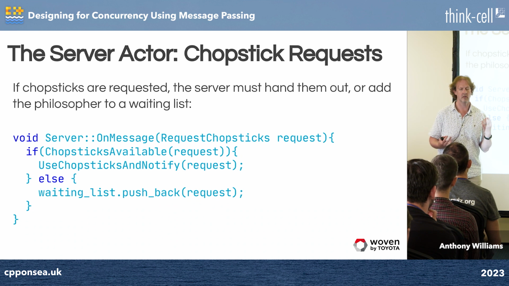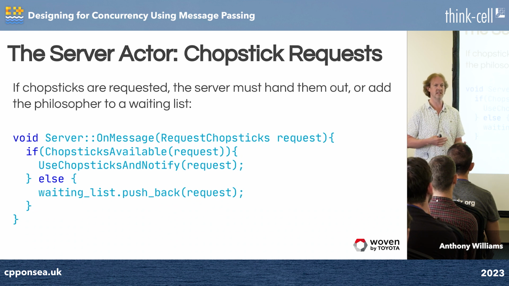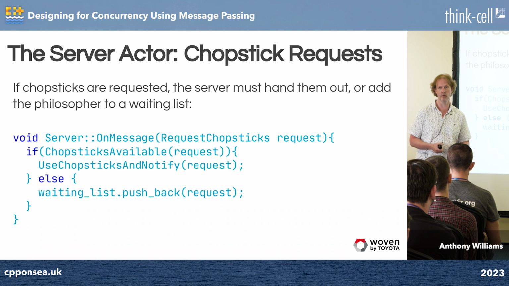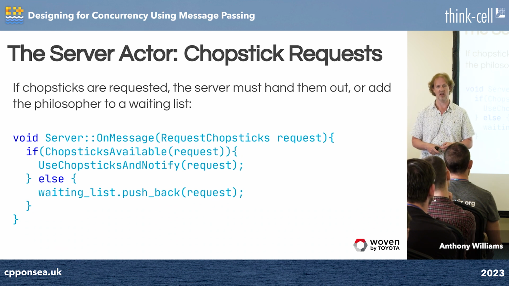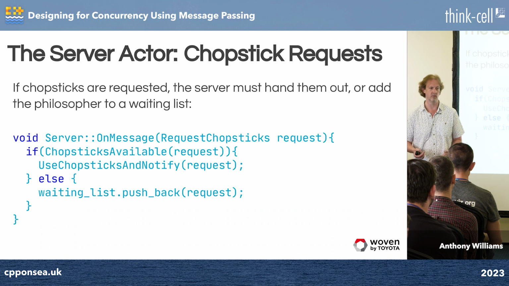The microservice that deals with the chopsticks is probably one of the more complex parts of this system, actually, because it has state. That's more complex than just am I thinking or eating. It's like which philosopher has which chopstick? Are the chopsticks available for me to hand out?